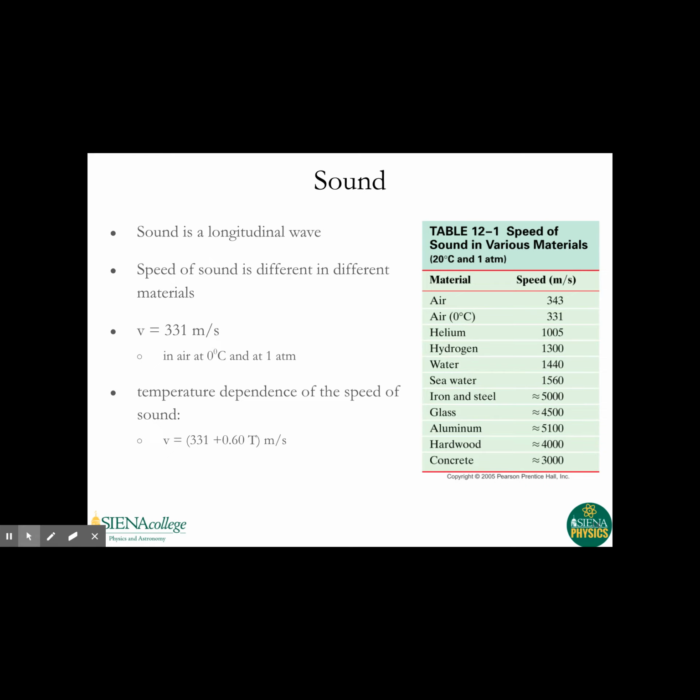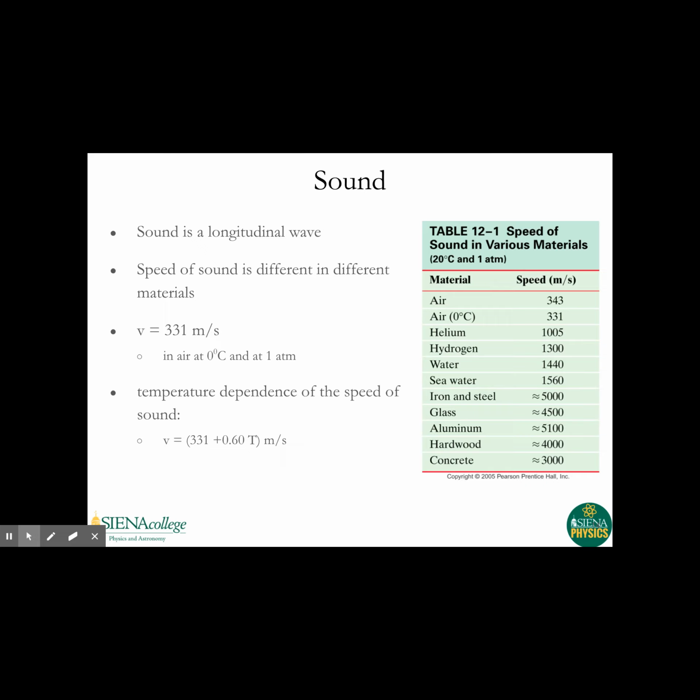The speed of sound is different in different materials. So in air, the speed of sound is 343 meters per second. We can have the speed change with temperature. So the speed of sound depends on temperature. So if we have a typical day, our speed is going to be 343. So let's say that's, I don't know, 60 to 70 degrees. It'll be about 343. But if it's 0 degrees outside, our speed drops to 331. Our speed is different in different kinds of gases. So in helium or hydrogen, it changes.